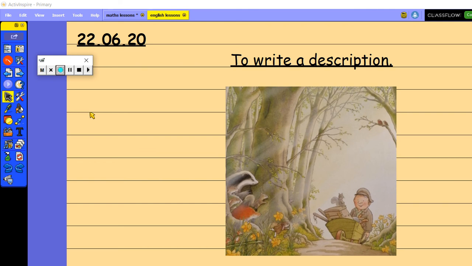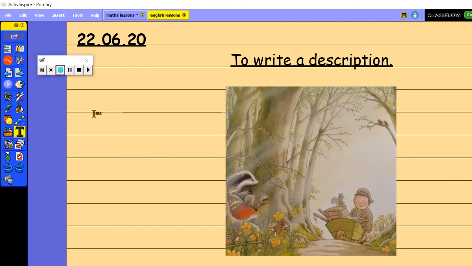But the first thing I would like you to do is a thought shower of what you think you can see here from the picture. So just look at the picture. Don't read the book. Don't read the story. Don't hunt for it anywhere. Just use this picture and write as many ideas as you can about what you can see.